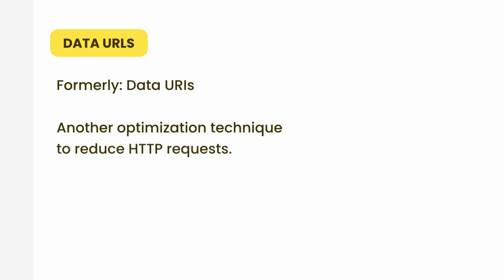All right, let's talk about data URLs, formerly called data URIs. Data URLs is another optimization technique for reducing the number of HTTP requests. With this technique, we can embed an image directly into an HTML document or a style sheet.